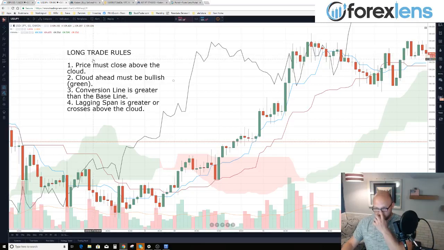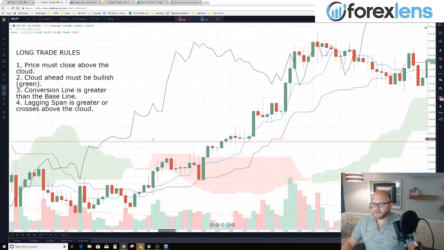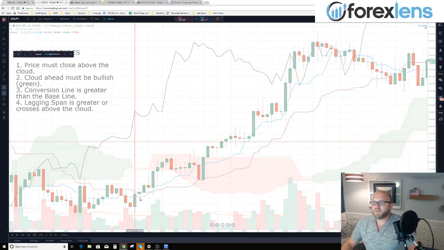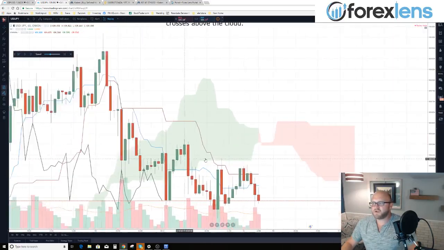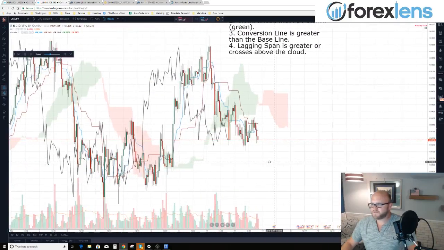Rules for going long. Price must be above the cloud. The cloud ahead must be green or bullish. The conversion line must be greater than the baseline, and the lagging span is greater or it crosses above the cloud. All right, and so this is what I mean. If we do a market replay, and I put our price action here, this brings us back in time, and so we can replay past price action.